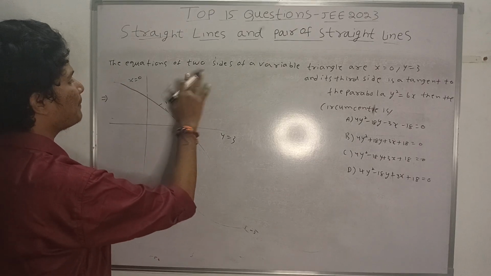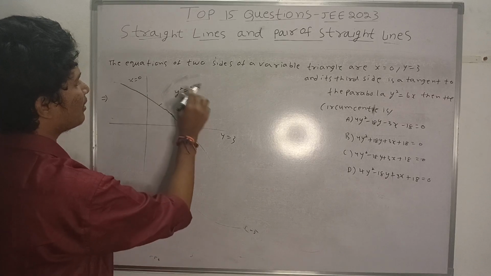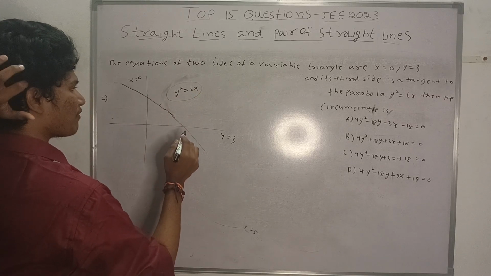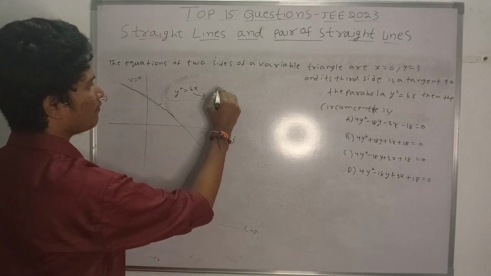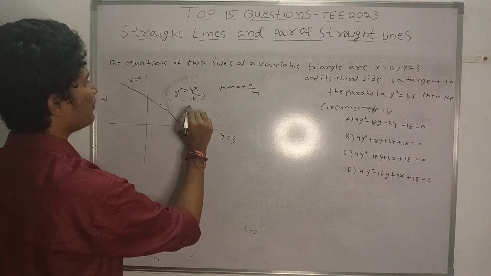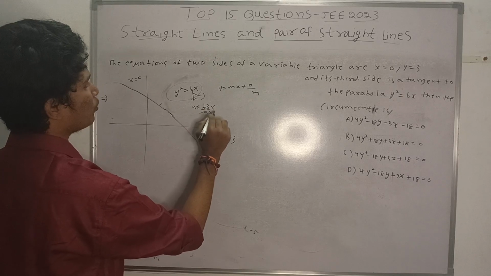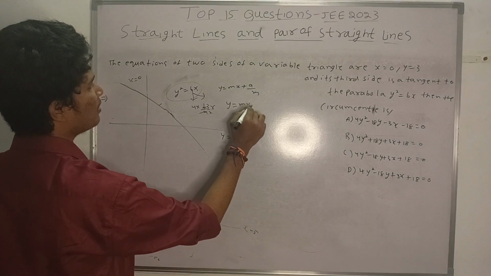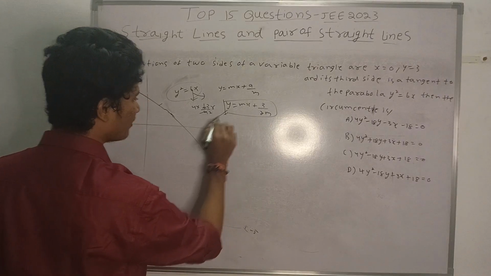But here the complete focus we have to keep in the equation of tangent, that is y square equal to 6x. What is the slope form of this tangent equation? Y equal to mx plus a by m. What is the a here? A is 4 into 6 by 4 into x, that is 3 by 2. A is 3 by 2 here, that is y equal to mx plus 3 by 2m. Basically this is the required line here.